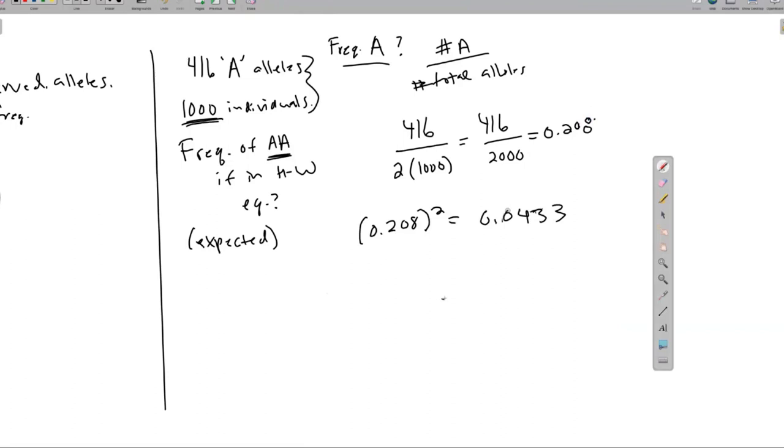We expect the population to have 4.33% individuals being big A big A.